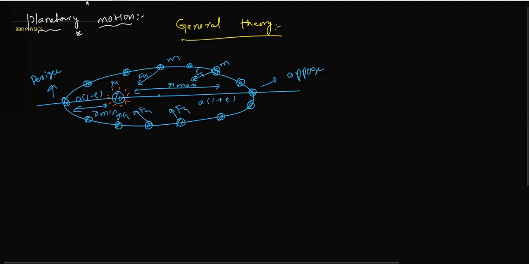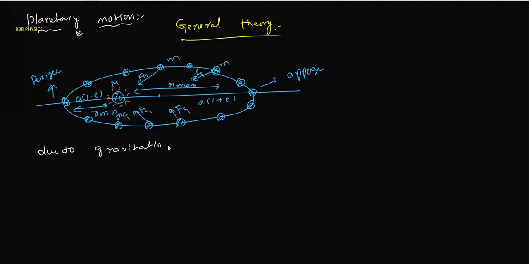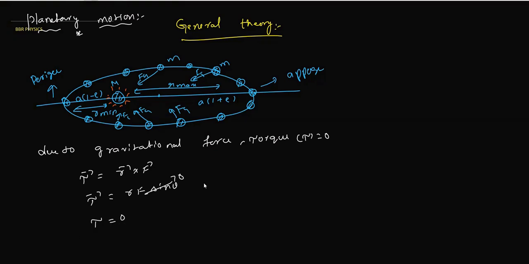Generally, due to gravitational force, net torque should be 0. Net torque should be 0. Whenever net torque equals 0, we know torque equals r vector cross F vector, so torque equals r F sin theta. This value is going to be 0. So net torque equal to 0 means theta equals 0.